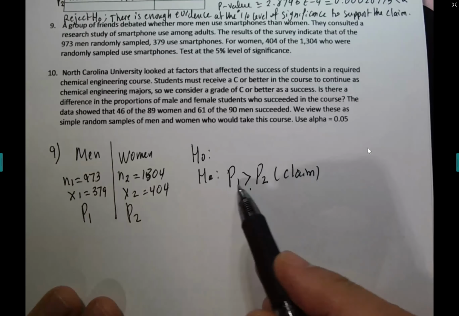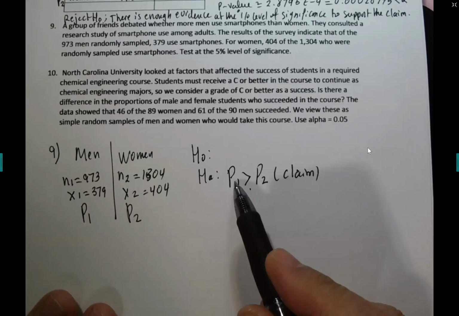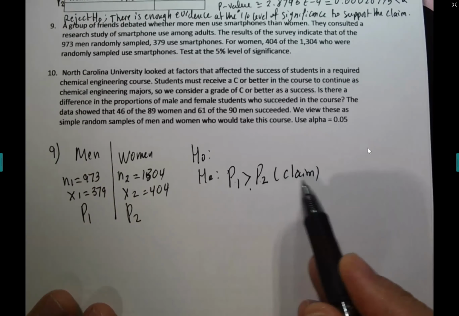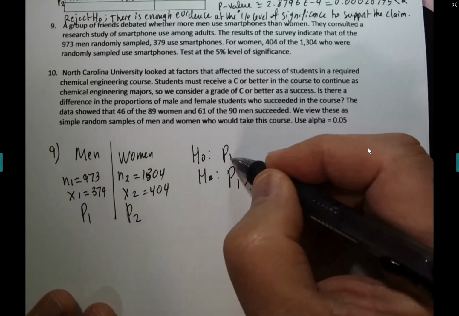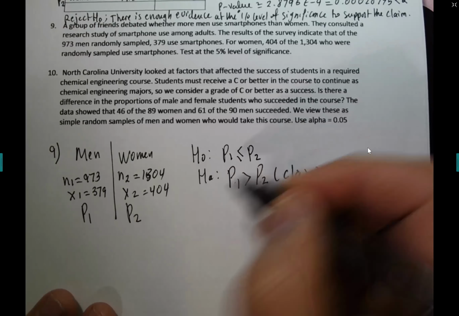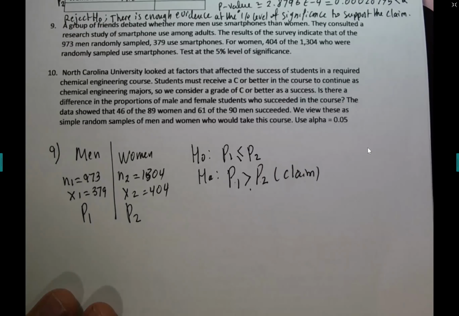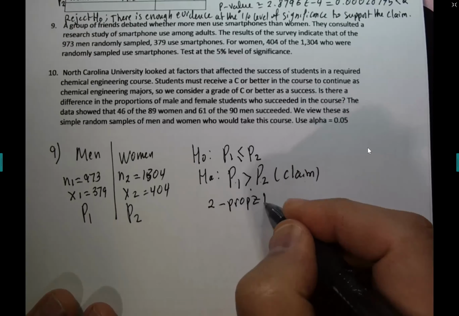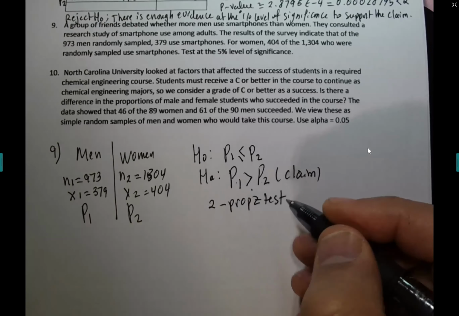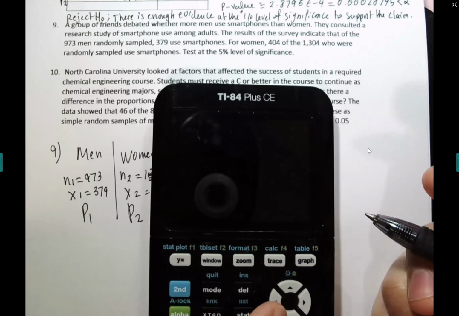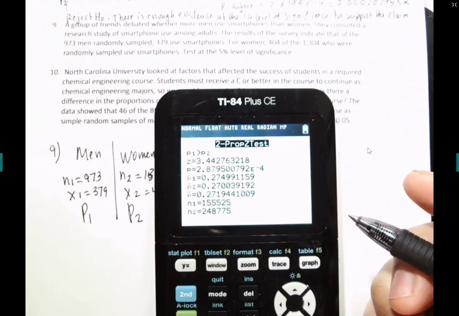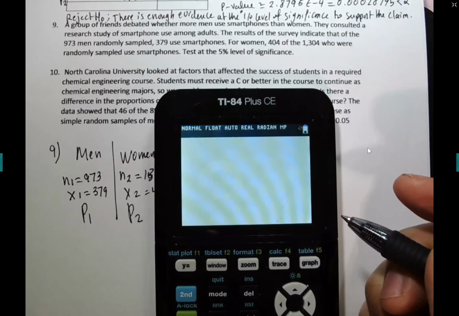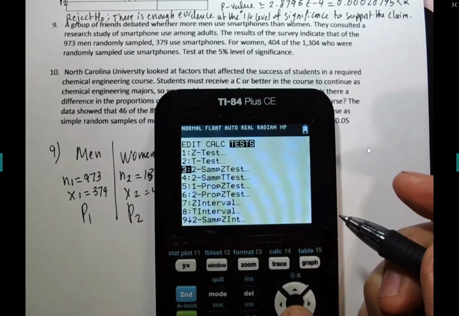So we need to check the proportion of men who use smartphones is higher than the proportion of women. That would be the claim. And you guys can tell that this would be the null hypothesis. And this is a 2 proportion Z test. And to do this, there you go. Same test. We're going to go back to the same test.